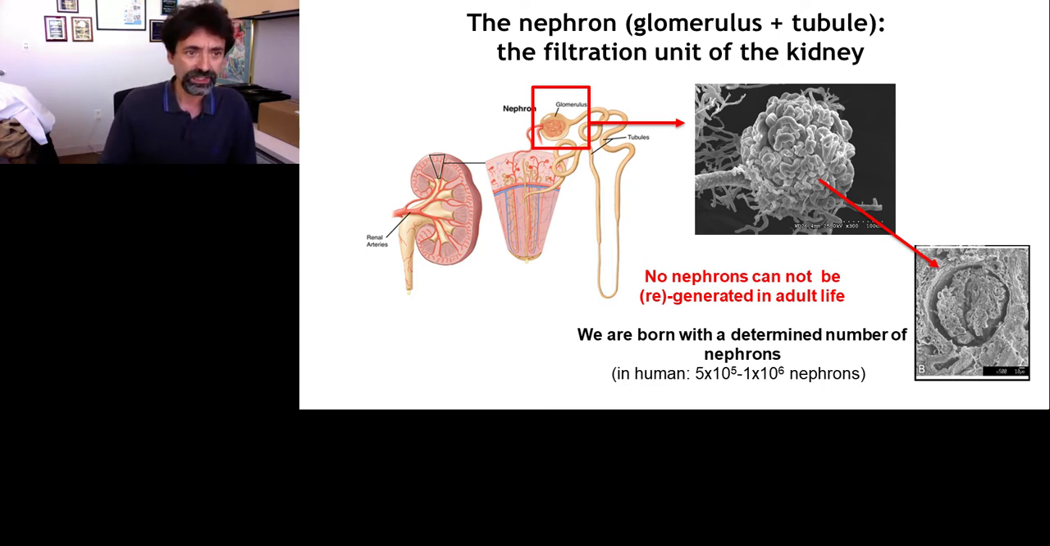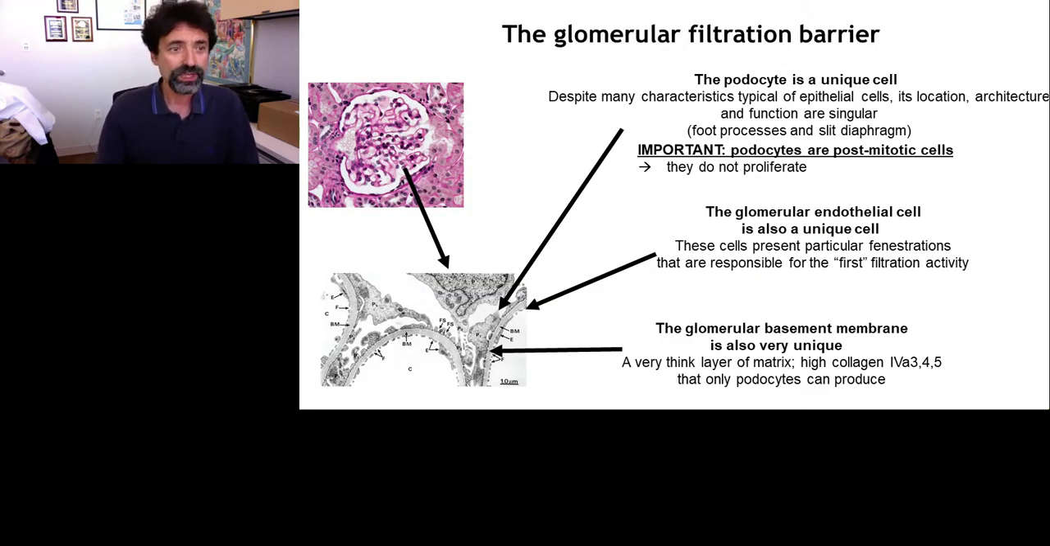Importantly, if we focus a little bit more on the glomerulus, how it works, we notice that the glomerular filtration barrier, that is what allows the urine to be filtered from the blood into the urinary space, is formed by three different structures. So one is the podocytes, which is a unique kind of cell that is in the outer space of the glomerular filtration barrier. And these cells are postmitotic cells, and so they do not proliferate.